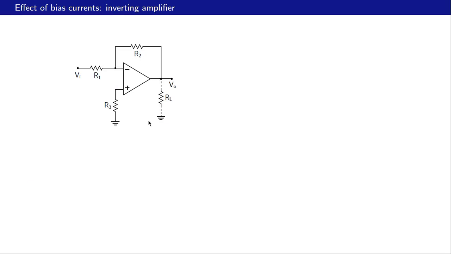Let us now see how the inverting amplifier circuit can be modified to reduce the effect of the bias currents. And if we recall, what is the effect of bias currents on the inverting amplifier? It was to cause a DC shift in the output voltage. So the modification we consider is adding a resistance R3 here between the non-inverting input and ground. And let us see how that affects the output voltage.